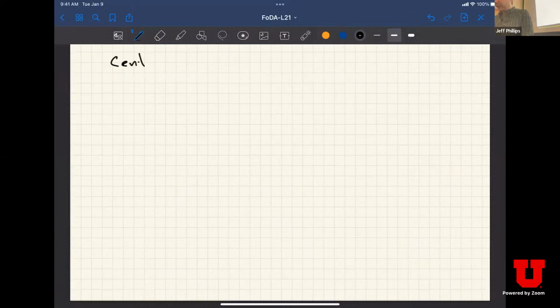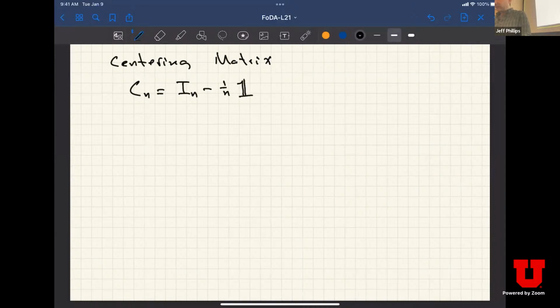So there's something called the centering matrix. We'll call this Cn, which is going to be the identity matrix minus 1 over n, this is a scalar, times the all ones vector, outer product with the all ones vector. So this is the n by n matrix which is all ones. I'm doing an outer product of a vector of all ones with one of all ones.